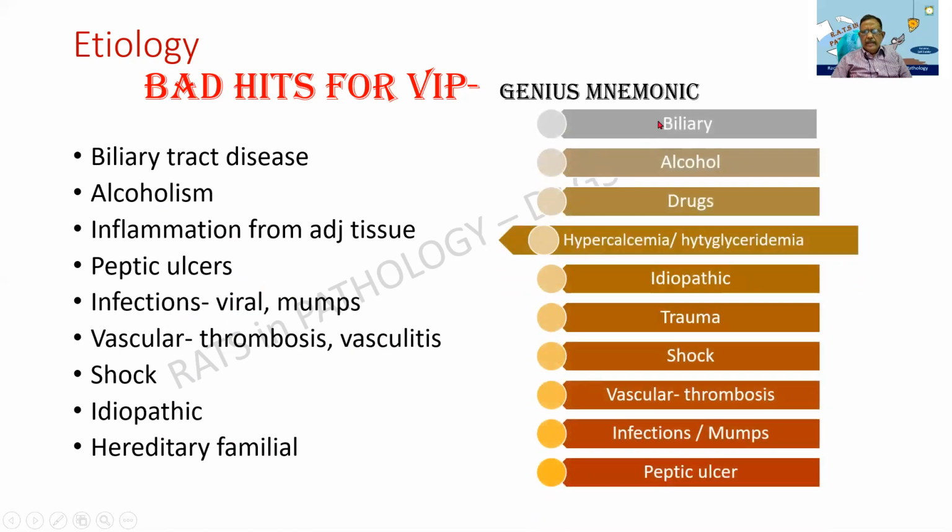I would like you people to kindly learn this mnemonic by heart. It is almost a corollary, but the mnemonic is BAD HITS for VIP. Biliary, alcohol, drugs, BAD. Hyperglycemia and hypertriglyceridemia. Idiopathic, trauma, shock, HITS, and VIP will be vascular thrombosis, infections, and peptic ulcer. Please learn this by heart, it will pay you dividends.